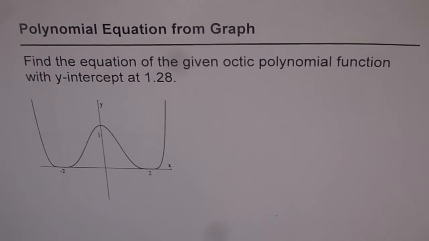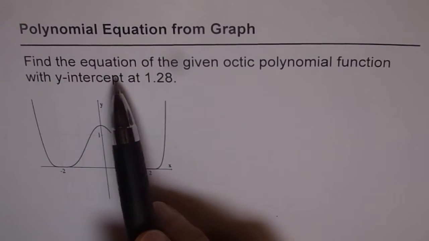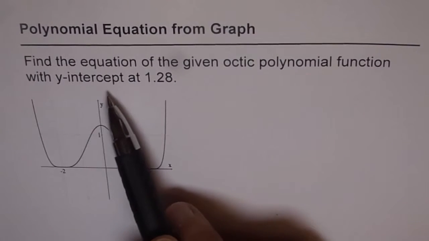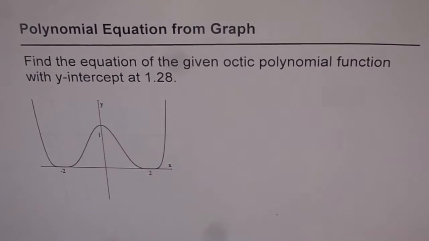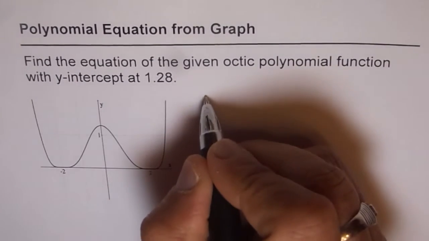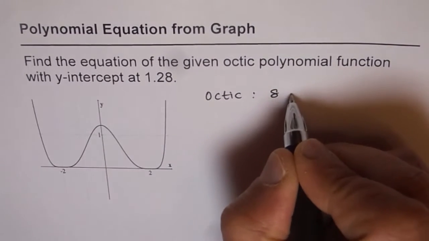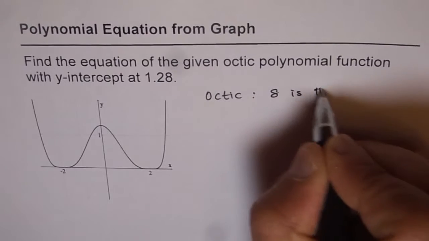Let's try to understand how to write a polynomial equation from a graph. The question is, find the equation of the given octic polynomial function with y-intercept at 1.28. So octic means degree 8. So we say 8 is the degree, right?